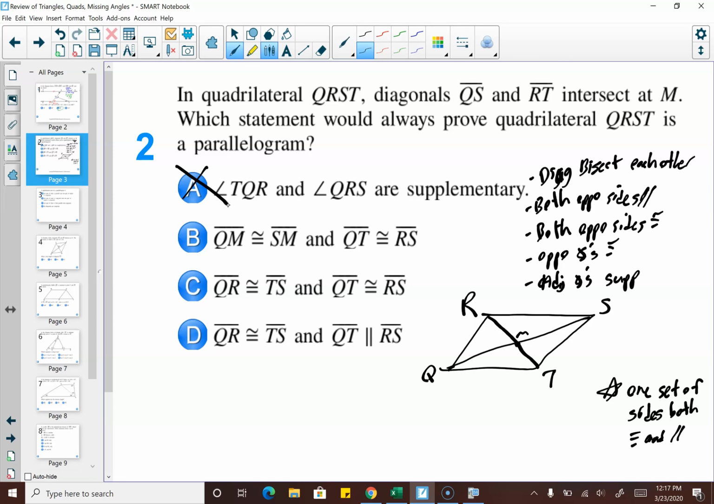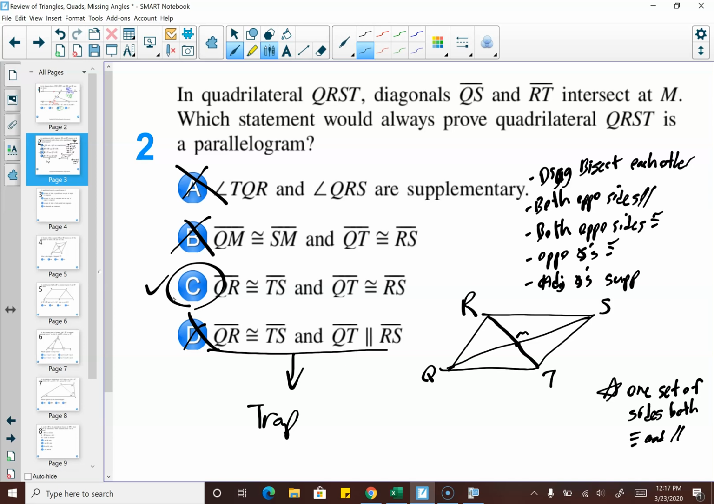QM is congruent to SM, and QT is congruent to RS. Well, that talks about one set of diagonals and one set of sides, so we know that's wrong. QR is congruent to TS, and QT is congruent to RS. Well, that looks like both sets of opposite sides are congruent, so we'll hold on to that one. And then QR and TS, and then QT is parallel to RS. This is the one they always try to trick you on. Whenever it's one set of sides congruent and the other parallel, that's a trapezoid. So the only one that works here is choice C.